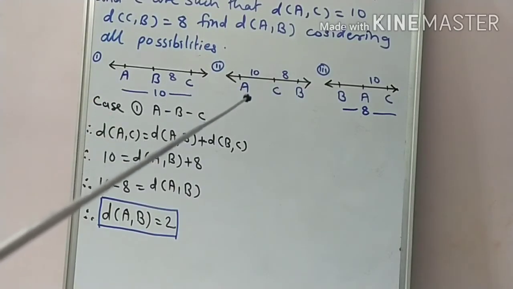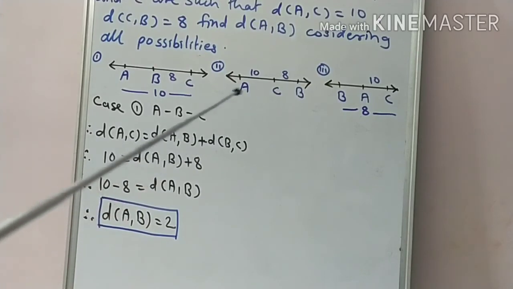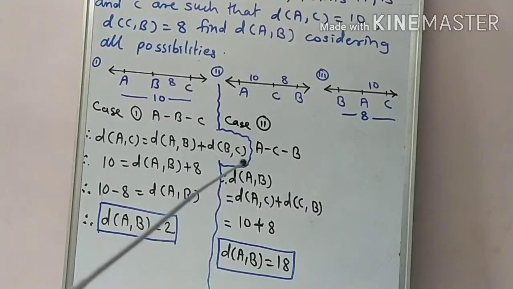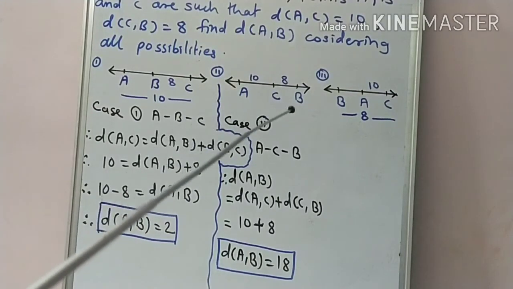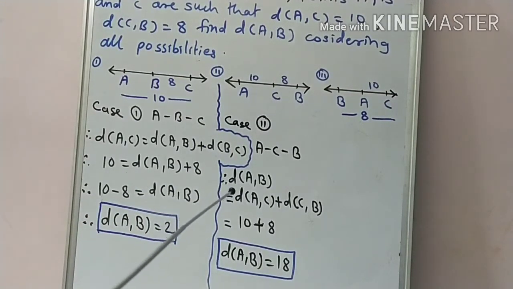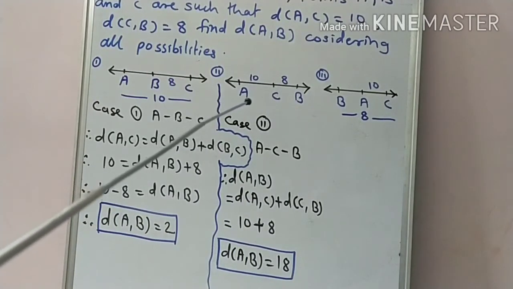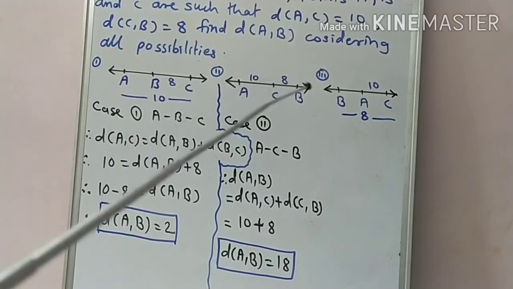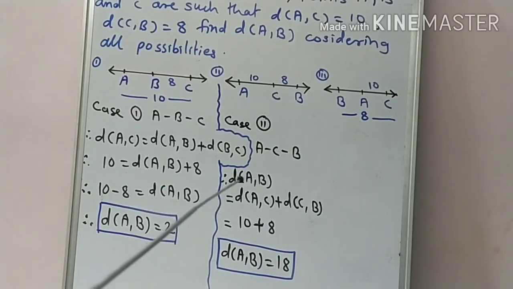Now we take the second possibility also. If C is between A and B, then how do we write this? Pay attention over here. Suppose C is in between A and B, so case 2 is like this. Which is the longest one now here? AB is the longest one. So we can write the distance between A and B equal to what? Distance between AC plus distance between CB. The distance between AC is given as 10 and the distance between CB is given as 8. So to find the distance between AB, we write 10 plus 8.